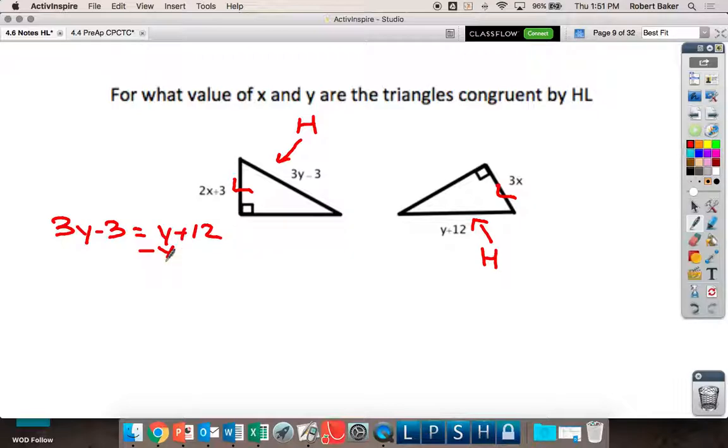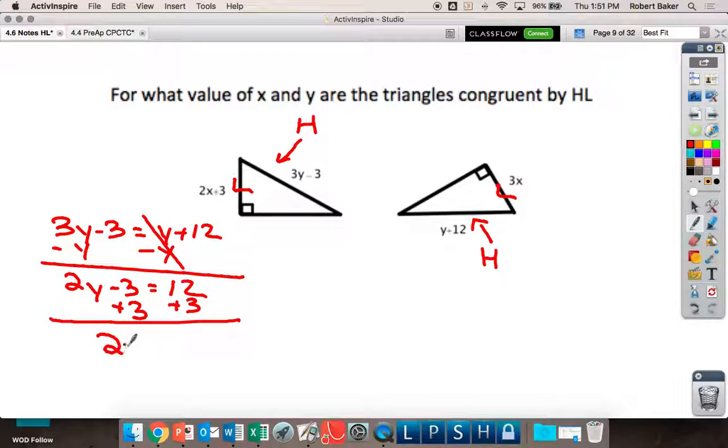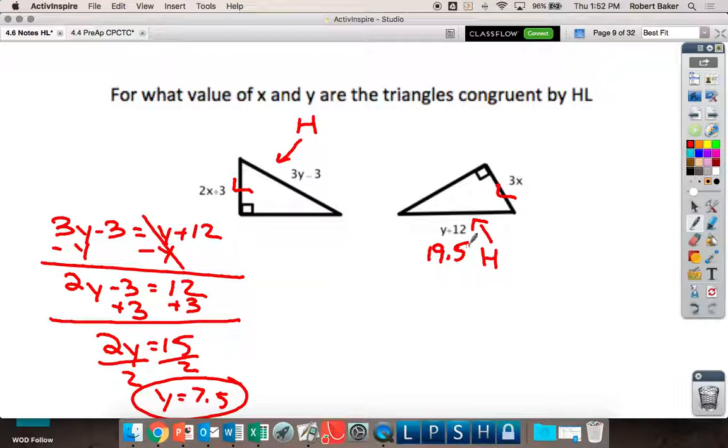Minus a y from both sides. 2y minus 3 equals 12. Add 3 to both sides. 2y equals 15. Divide both sides by 2. So y is 7.5. If I plug y back in, that makes this side 19.5. If I plug y back in over here, it makes this side 19.5. That's really odd. They're the same number. Is that supposed to happen? Yes. So I have two hypotenuses that are 19.5 units long.